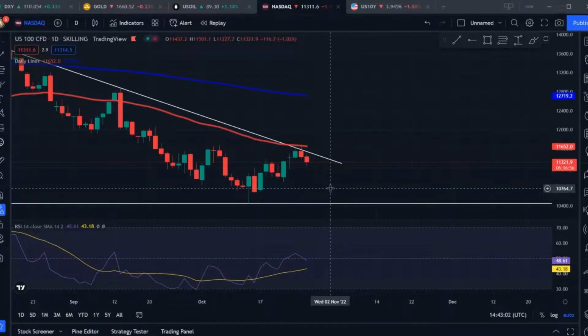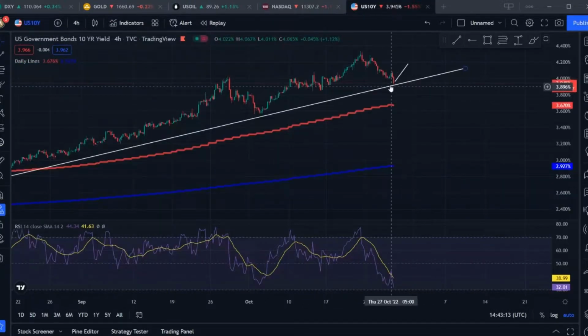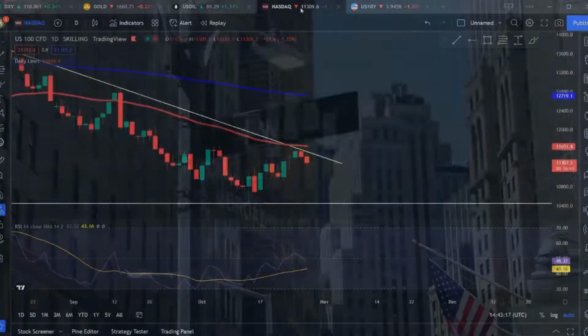Right until maybe mid-November, after the midterms, maybe the 5th of November, we can see a rally in the market, and we can see a decrease in the government bonds, and we can see it break below this trend line, and we can see a rally in the stock market.